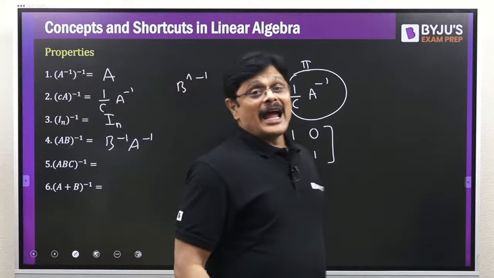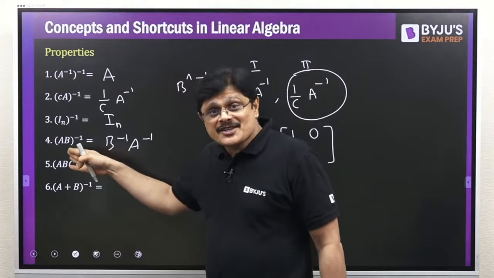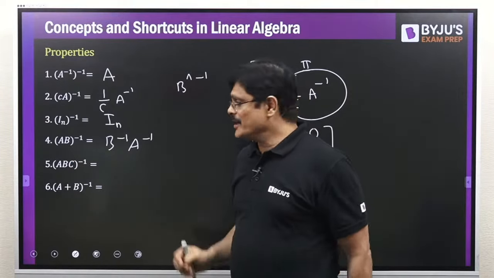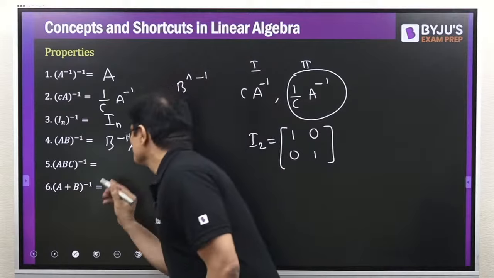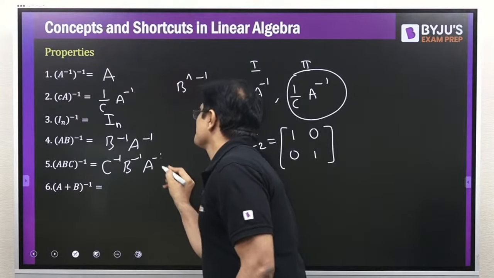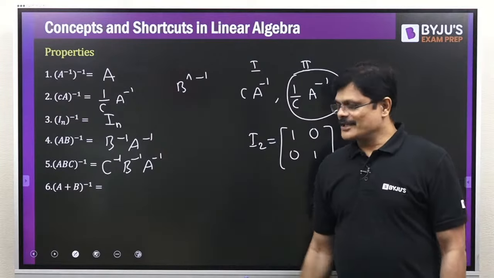You all know it. And it can be generalized. It's not just for 2 matrices. It can be generalized for 3, 30, 300, 30,000. So what is it? C inverse, B inverse, A inverse. So that is the result.